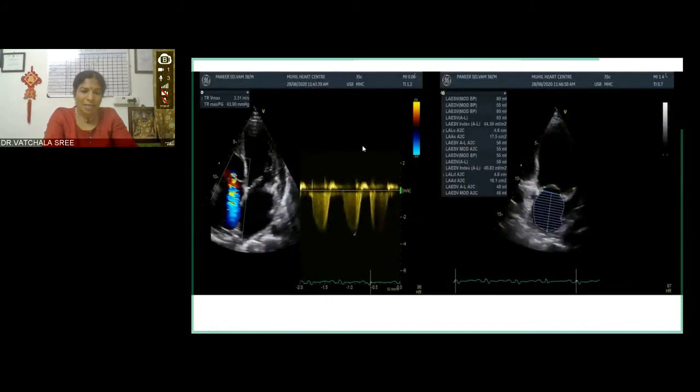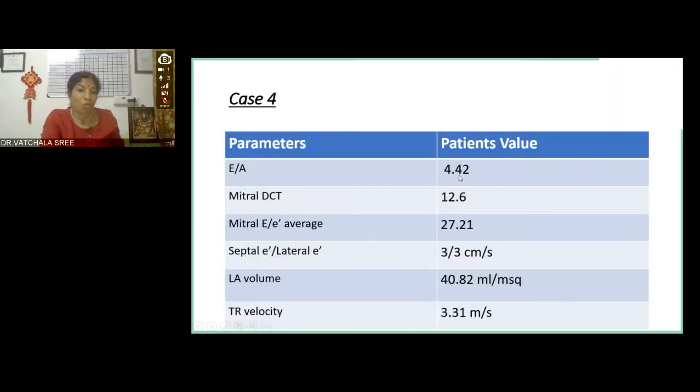So obviously he has a significant TR. The TR velocity is more than 2.8. It is about 3.31 with a gradient of 43 millimeters of mercury, and his indexed LA volume is also high. It's about 40.82 ml per meter square. So obviously his EA ratio is 4.42, which is more than 2. So here itself, we have established that he has grade 3 diastolic dysfunction. That is how simple the algorithm is guiding us. So once you have a reduced EF, the one number you want to see is the EA ratio.